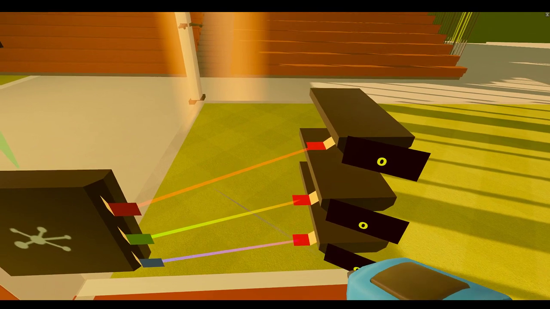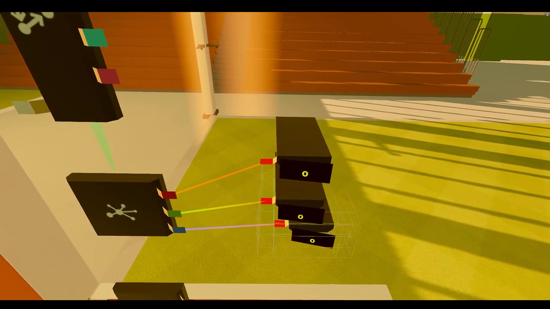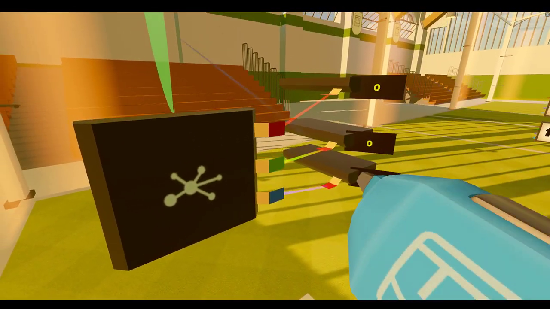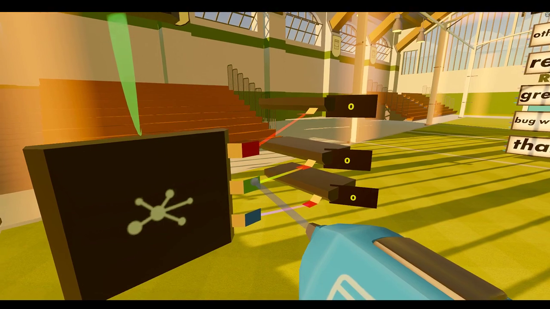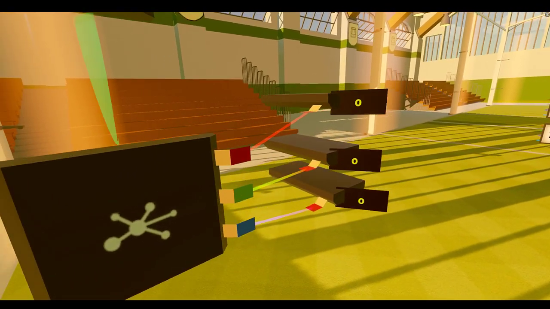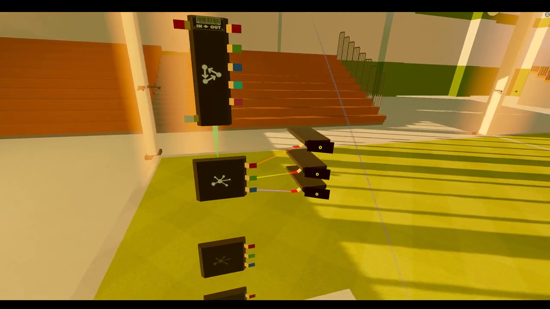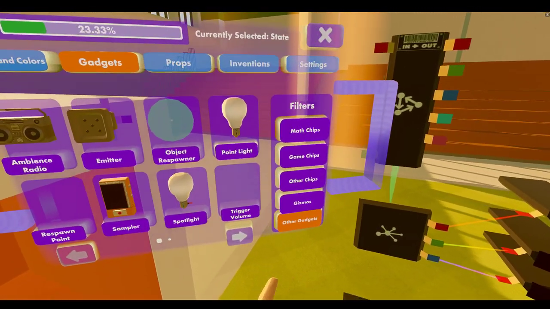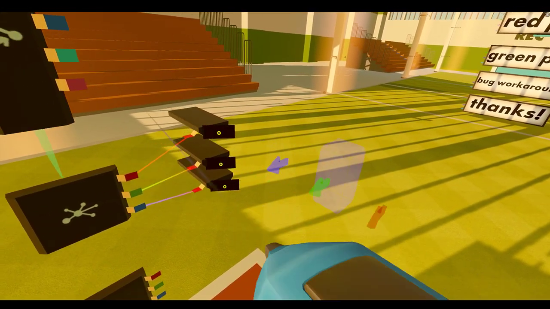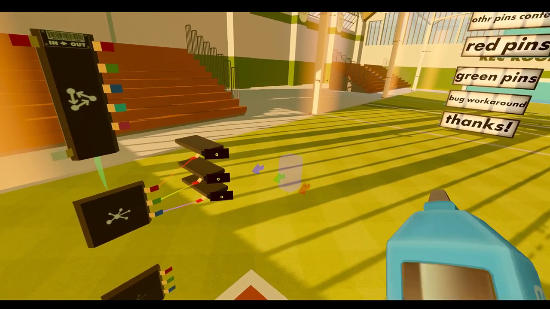So, the red, green, and blue pins on the state chips. Red pin is, and I can hover over it and tell you, on enter, green pin is in state, and blue pin is on exit. This is similar, for those of you that know trigger zones, to the red, green, and blue pins on a trigger zone. Red on enter when entering, blue when exiting, and then green is actually total currently in zone.